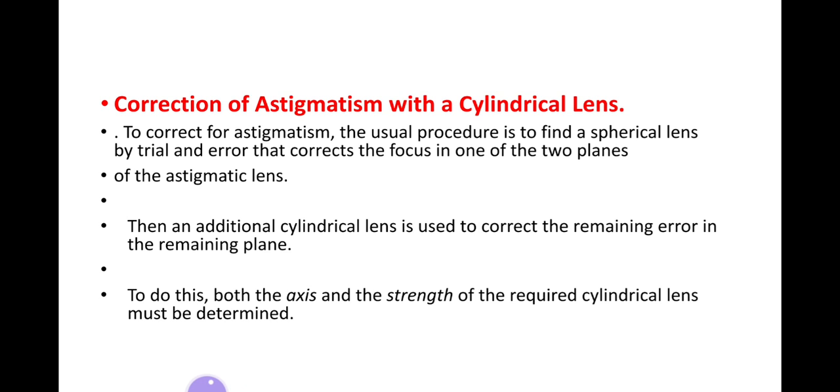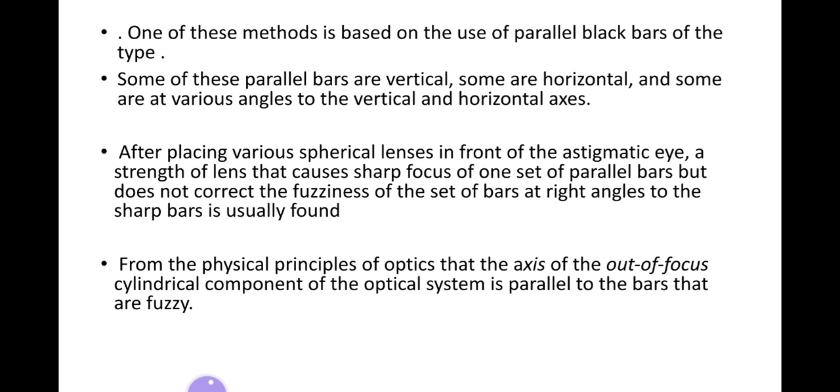To correct the astigmatism, the usual procedure is to find the spherical lens by trial and error that corrects the focus in one of the two planes of the astigmatic lens. Then an additional cylindrical lens is used to correct the remaining error in the remaining plane. One error is corrected with the spherical lens and the other one with the cylindrical lens. To do this, both the axis and the strength of the required cylindrical lens must be determined.